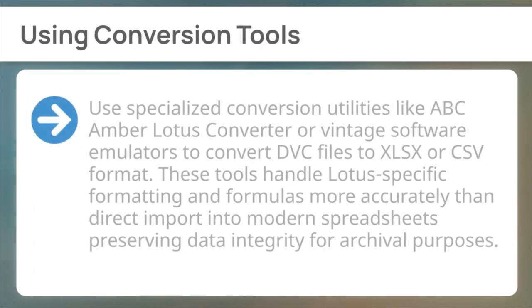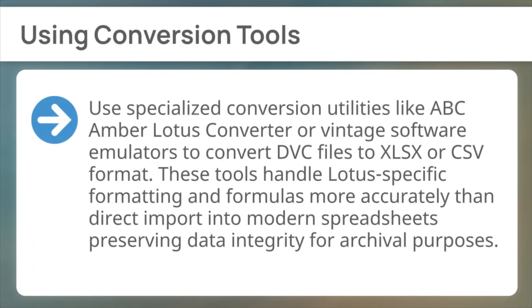Next, using conversion tools. Use specialized conversion utilities like ABC Amber Lotus Converter or vintage software emulators to convert DVC files to XLSX or CSV format. These tools handle Lotus-specific formatting and formulas more accurately than direct import into modern spreadsheets, preserving data integrity for archival purposes.